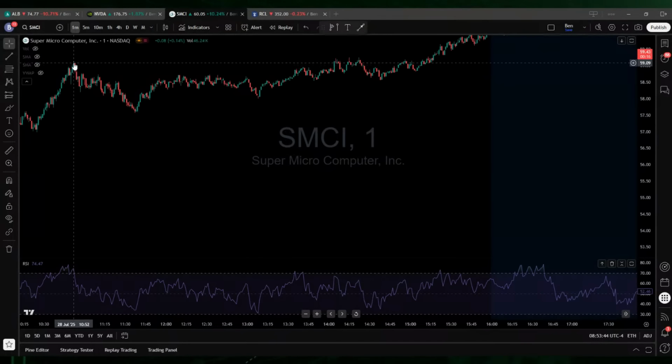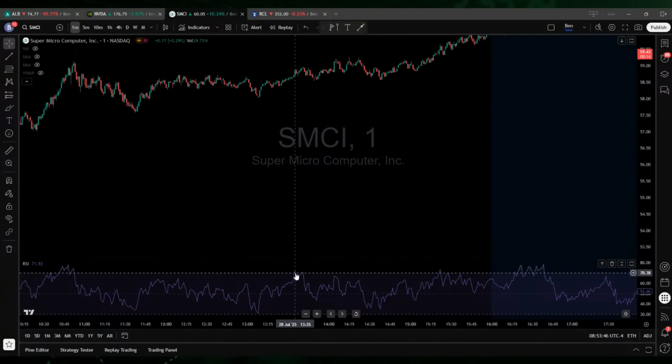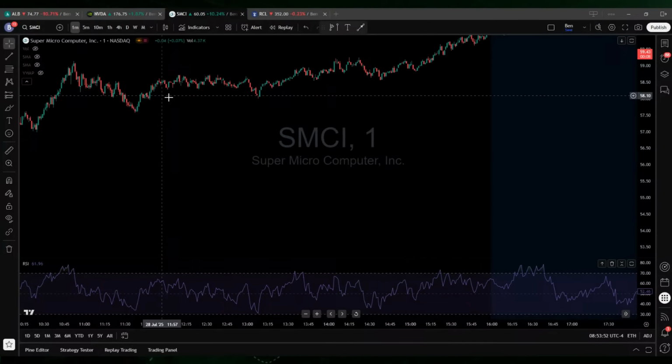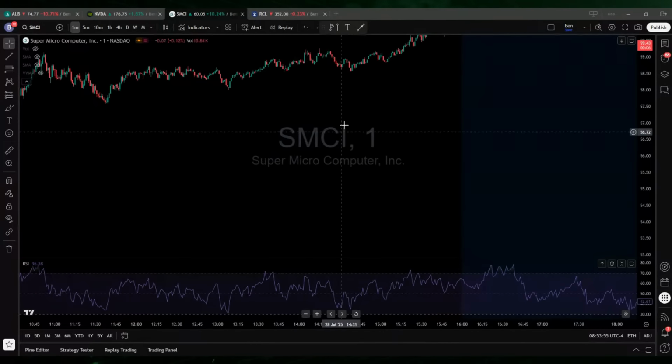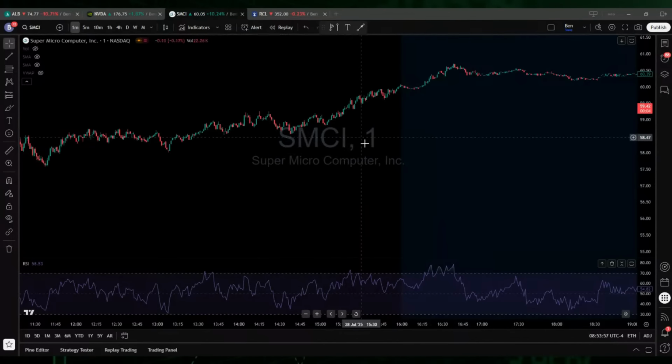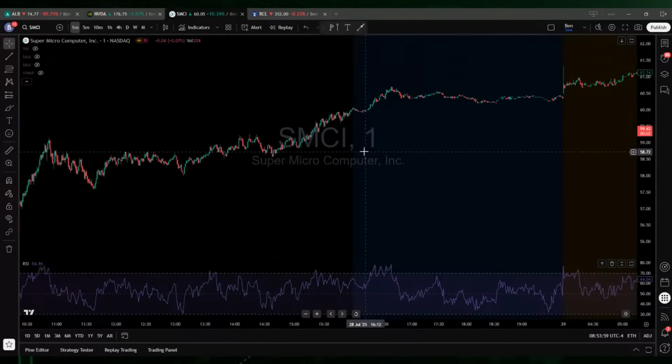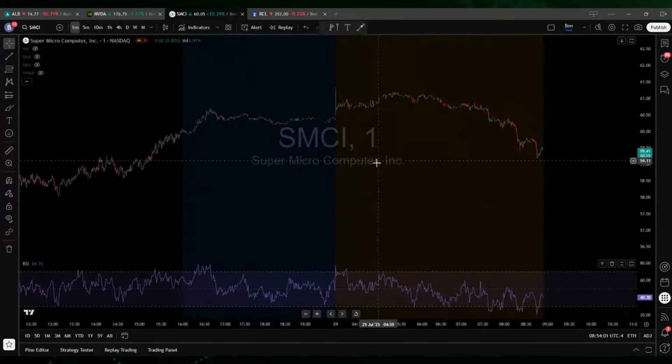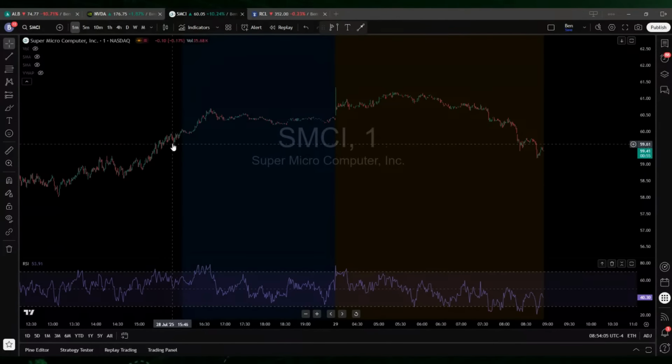Doesn't create any negative RSI divergence because this RSI isn't higher than this. But that's okay. But the price action isn't higher than this price action. So it doesn't create negative RSI divergence. But look at the price action on SMCI. So these are the types of charts that I absolutely love. This is great for a continuation play for the following day.